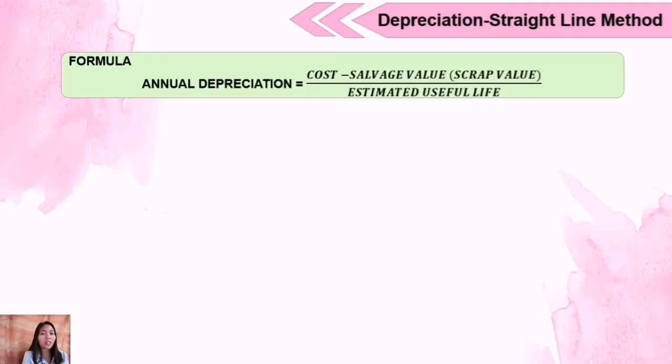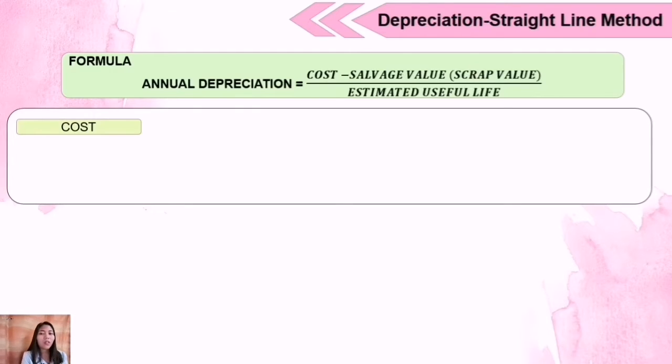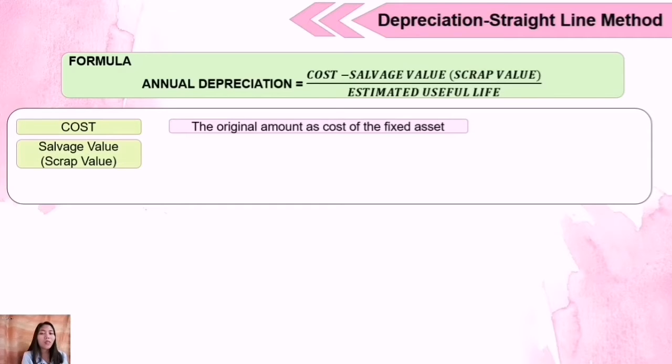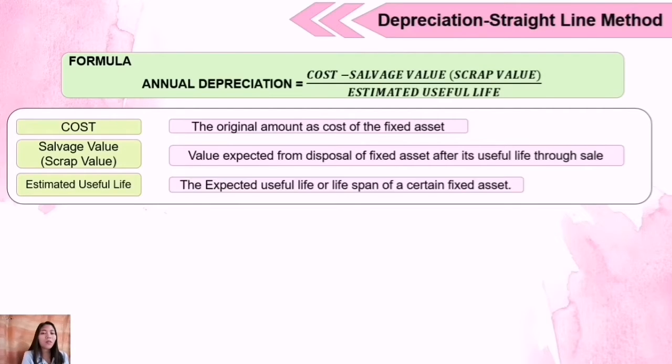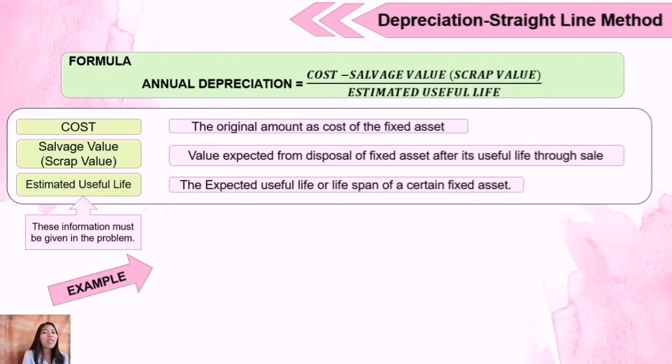Annual depreciation is equal to cost minus the salvage value or scrap value, divided by the estimated useful life. Under this, cost is the original amount of the fixed asset. Salvage value or scrap value is the value expected from disposal of a fixed asset after its useful life, when you sell it, I mean. Estimated useful life is the expected useful life or the lifespan. This information must be given in order to compute for the depreciation.